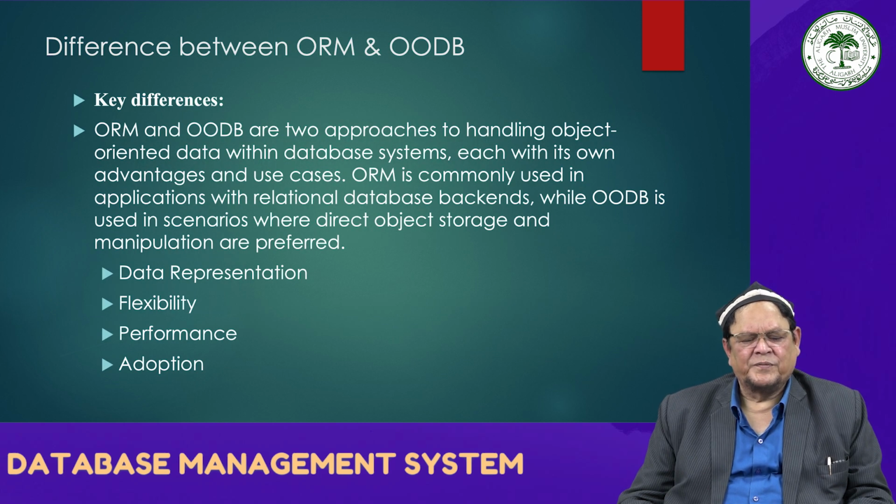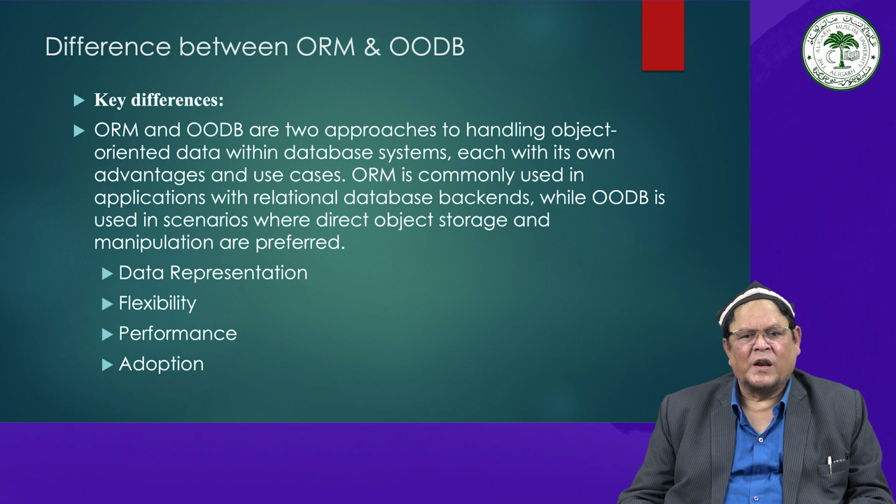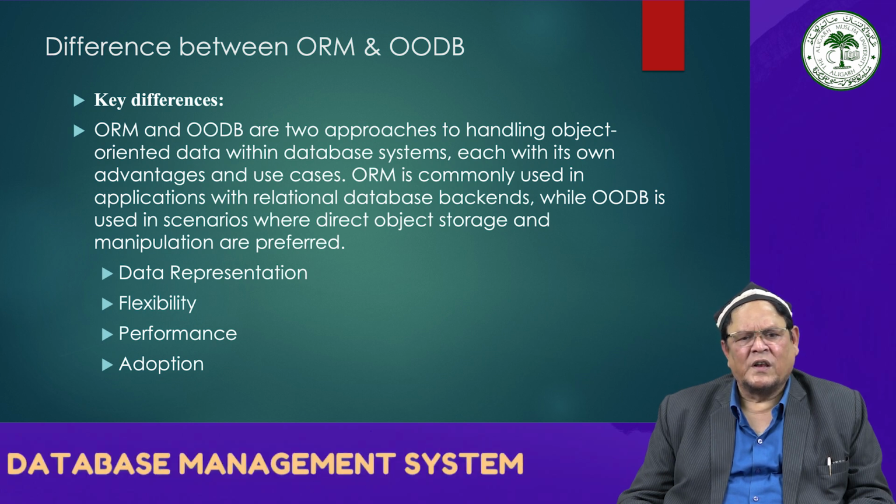Data representation. ORM maps an object-oriented data model to relational database tables, whereas an object-oriented database stores data directly as objects. Flexibility. ORM allows developers to work with an object-oriented data model in code while using a relational database backend. An object-oriented database offers native support for object-oriented concepts, providing a more seamless experience for working with objects.